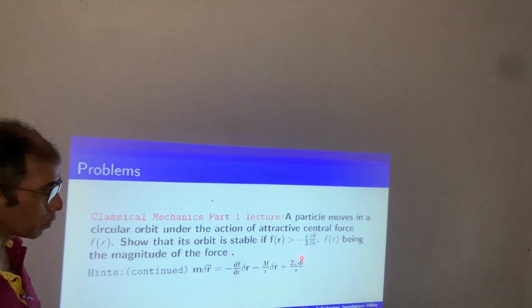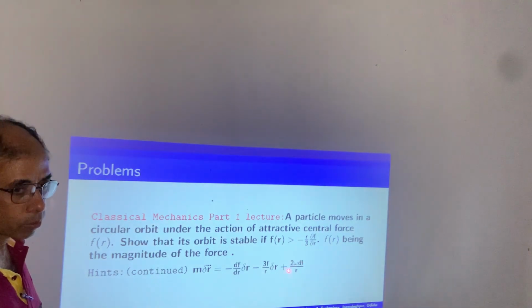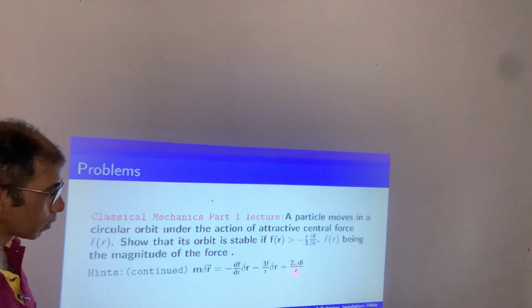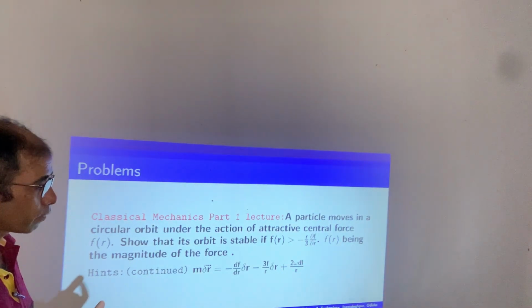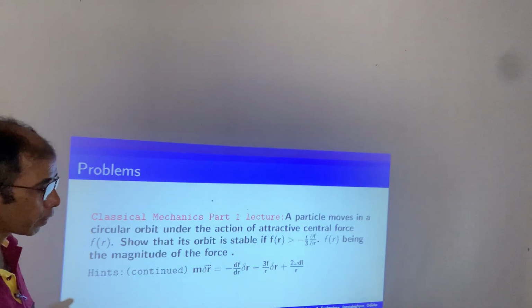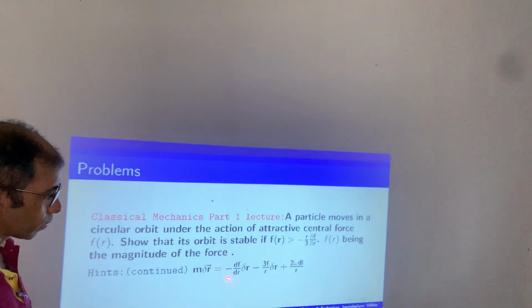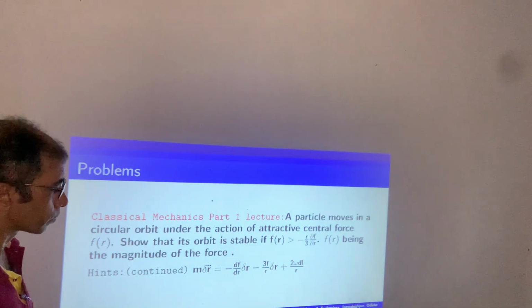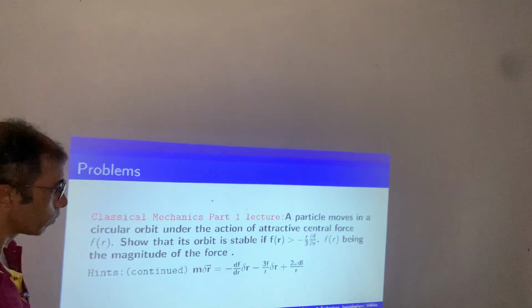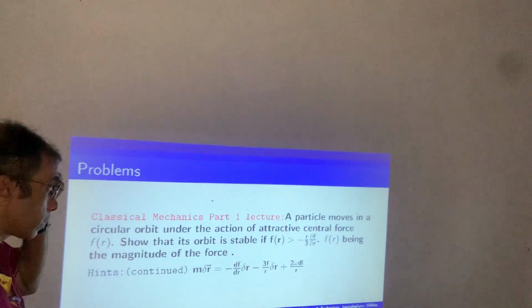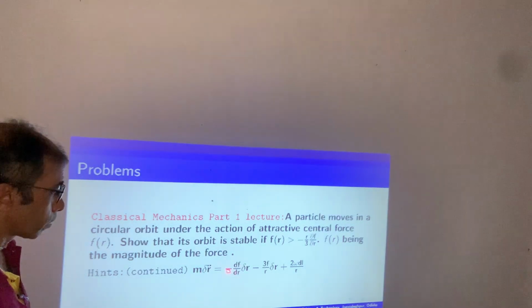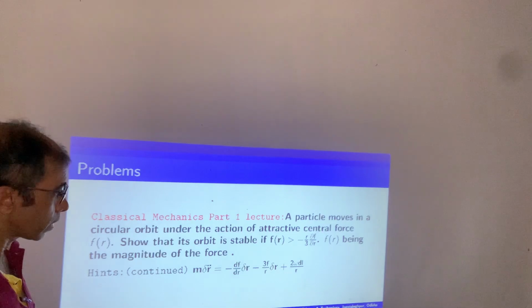Obviously dL is 0. L is the angular momentum. There will be no change in angular momentum, because if you vary it along the radius, there will be no torque and there will be no change in angular momentum. So only this part plays a role. Now in our case the force is mg, right? In our case the force is mg.